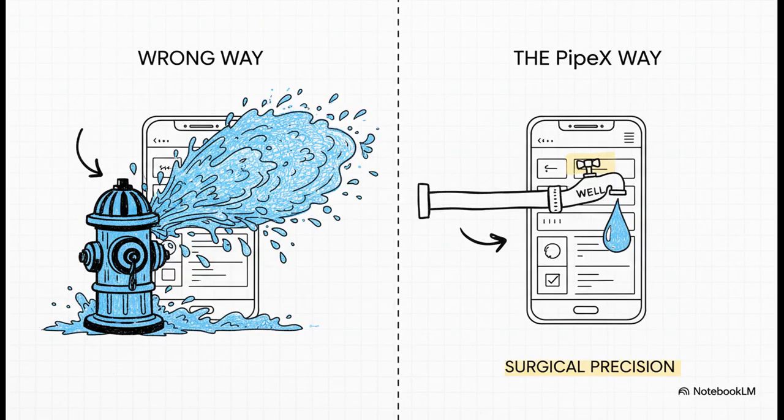It's all about surgical precision. You're not just opening a fire hydrant and blasting your entire UI with state changes. No, you're installing these small, precise little faucets, your sinks and wells, only where you need the data to come out. And that guarantees your updates are minimal and, more importantly, totally predictable.